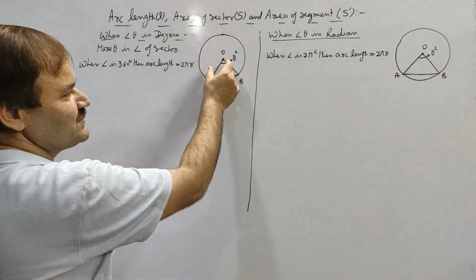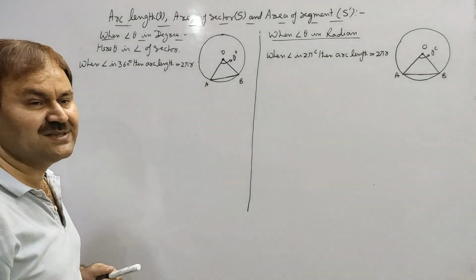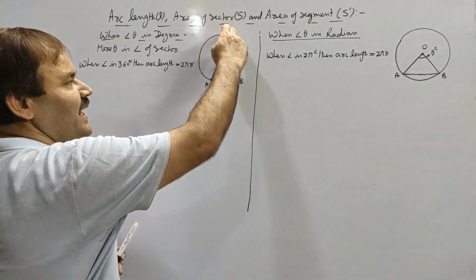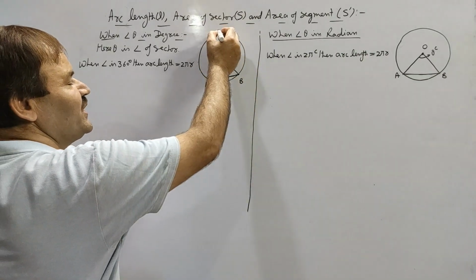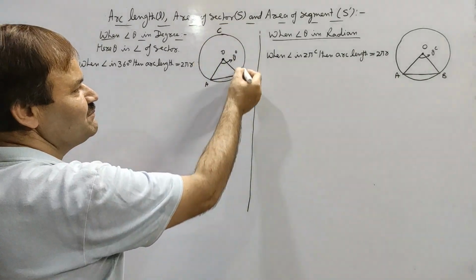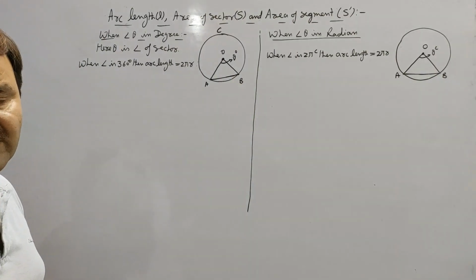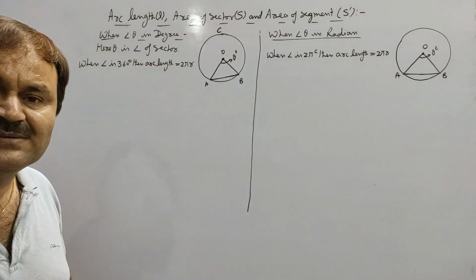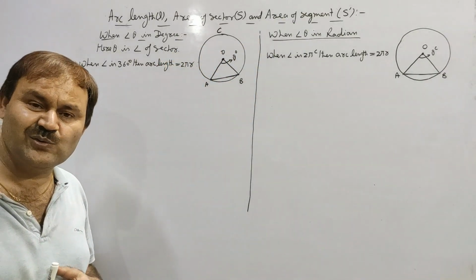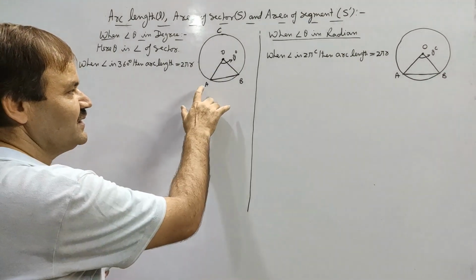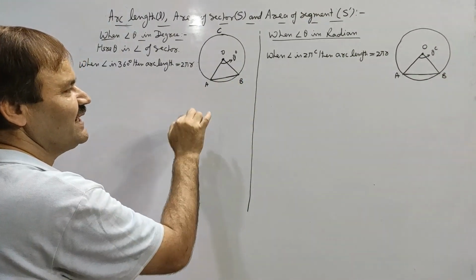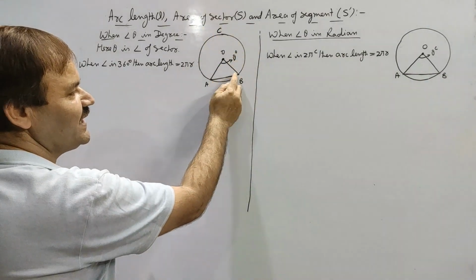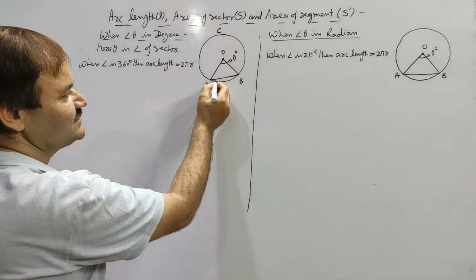OAB is bounded by radii OA and OB. So OAB is the minor sector, and this other one, say this point is C, ACB, is the major sector. Also, a chord of a circle divides the circle into two segments. Here the chord is AB, dividing the circle into two segments: one is segment ACB and another is this smaller segment.